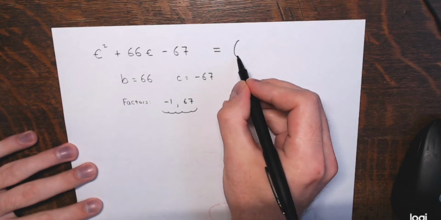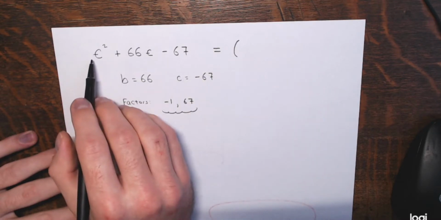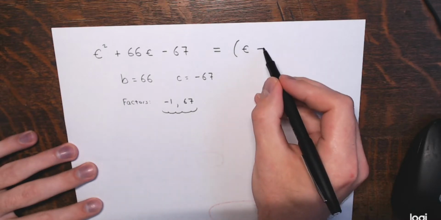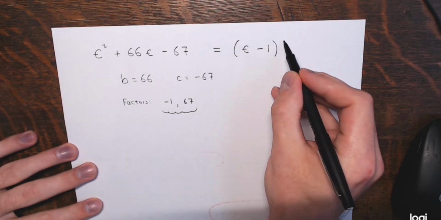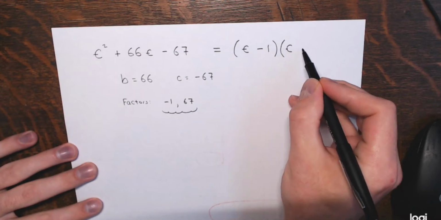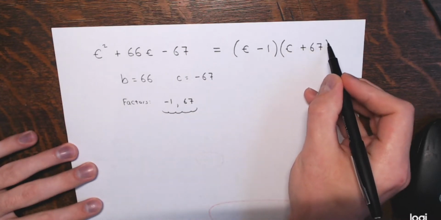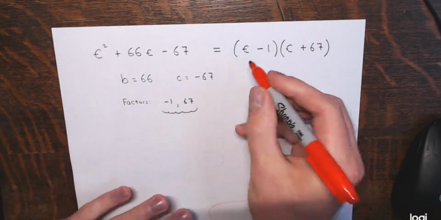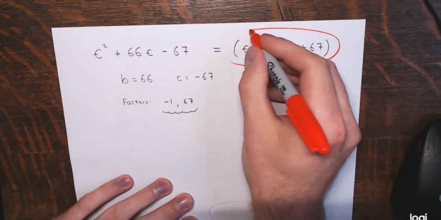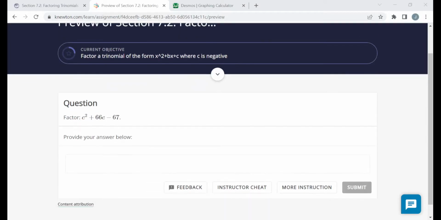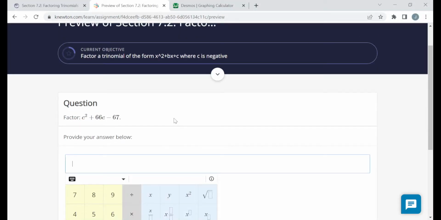Since the lead coefficient is 1, it's just going to be the variable c minus 1 times the variable c plus 67. And that is all. And again, you can check it by multiplying. Make sure you get the original expression back. But yeah, so here it's c minus 1 times c plus 67.